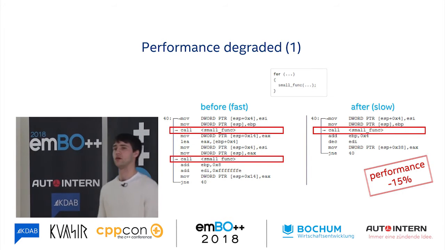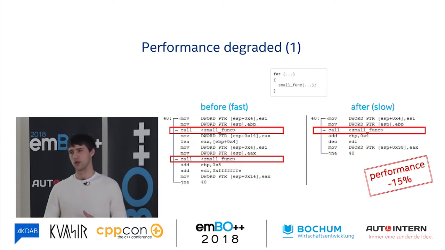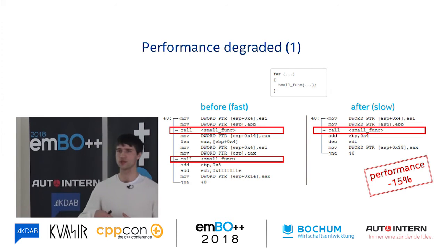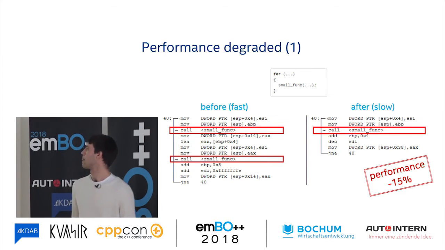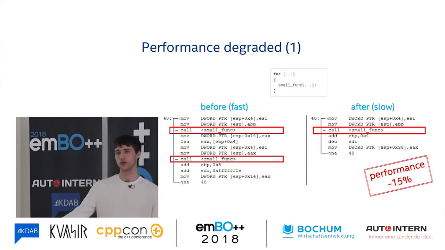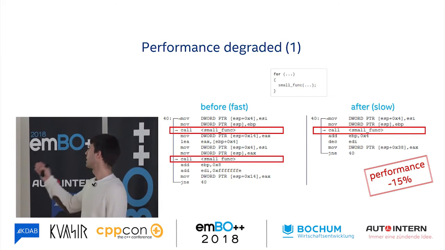Yes, exactly. This is the optimization that the compiler did yesterday but failed to do today. It's called loop unrolling. Basically, we can see here that in the code before, the compiler unrolled the loop by a factor of 2. So now we have 2 function calls in one iteration, right? But now we have only one function call.